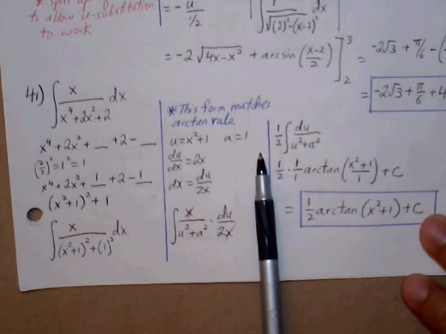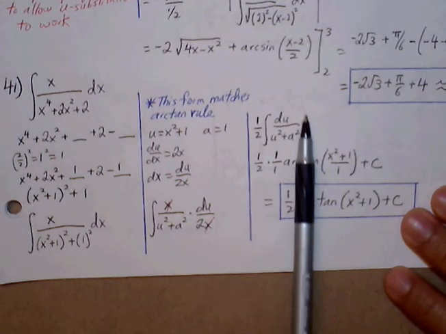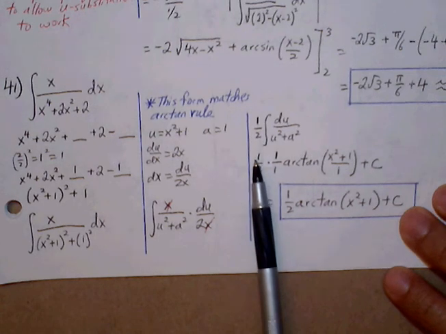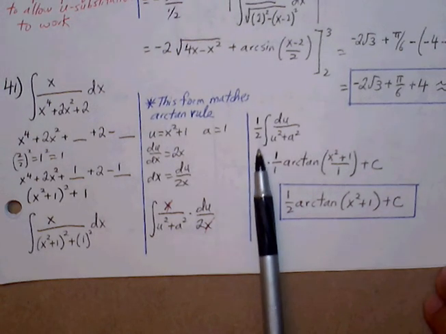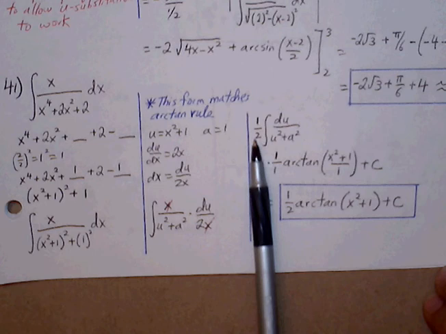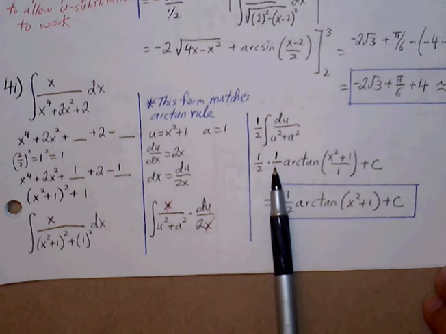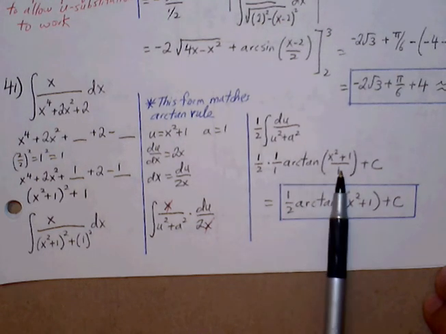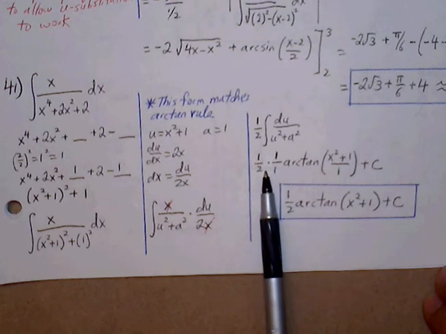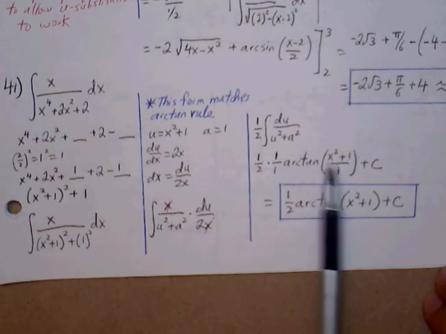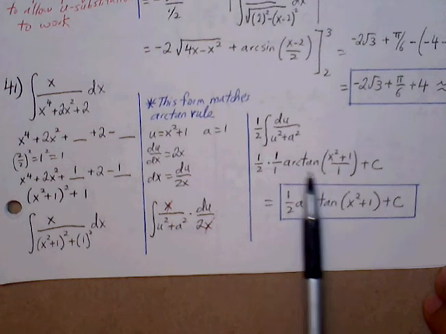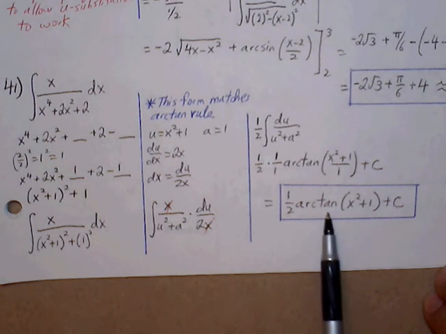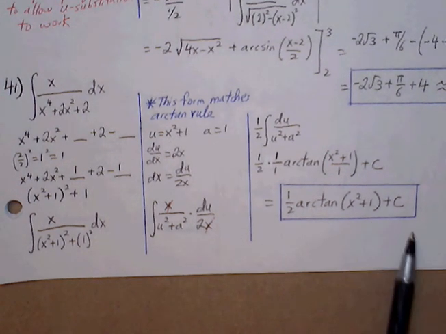So now we have something that matches nicely with the arctangent rule. The arctangent rule goes like this. 1/2 is the coefficient, and the rule says 1 over a times arctangent of u over a plus c. Our a value is 1. Our u value is x squared plus 1. So we can combine this to be simply 1/2 arctangent of x squared plus 1 plus c.